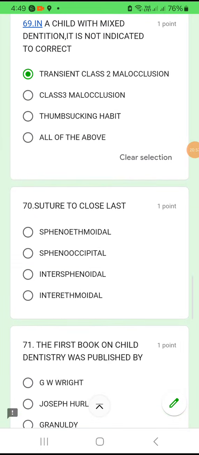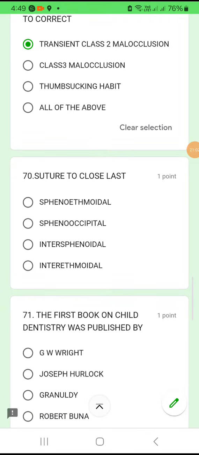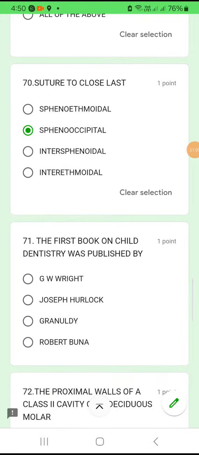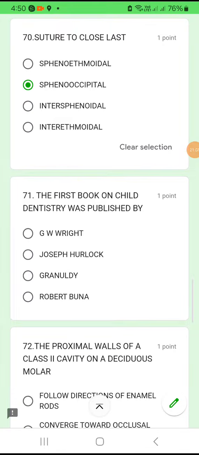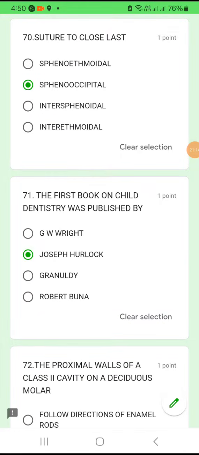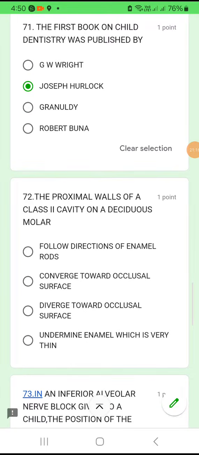Okay. Question number 70. Which suture will close last? Spheno-occipital will close last. Okay. Suture to close last is spheno-occipital. First book on child dentistry was published by who? Joseph Hurlock. Okay. The first book was published by Joseph Hurlock.